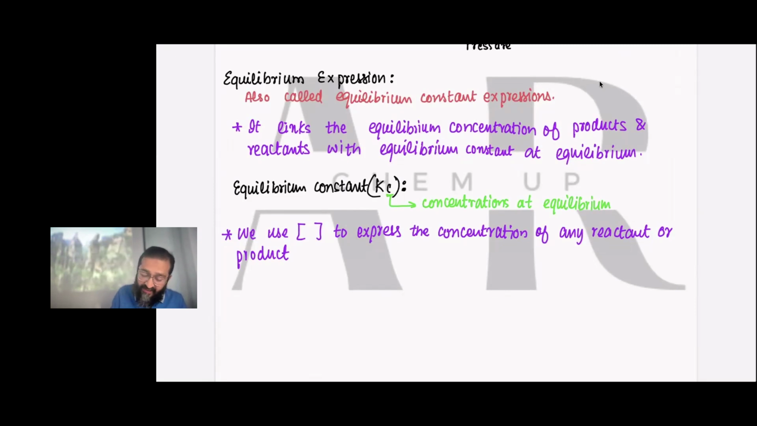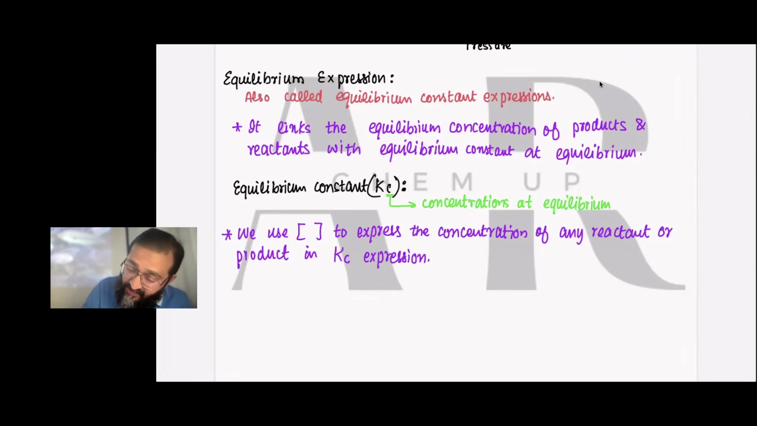So the square bracket denotes the concentration of any reactant or product in the Kc expression. The examiner asks you to write the Kc expression for 1 mark. Another mark is for determining the unit for the Kc expression, and further marks are related to solving the numericals based on it. Is this clear?